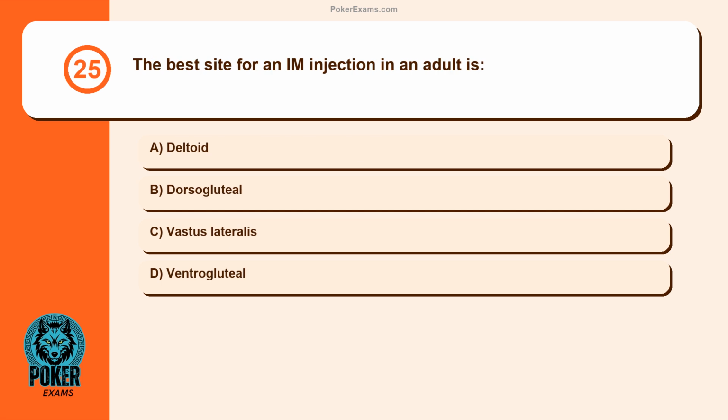Question 25. The best site for an IM injection in an adult is deltoid, dorsogluteal, vastus lateralis, ventrogluteal.